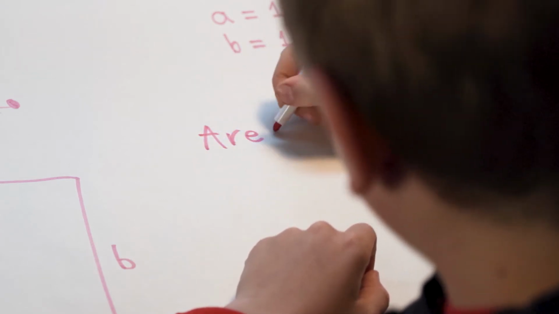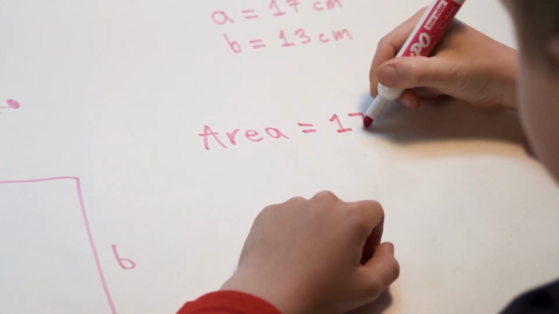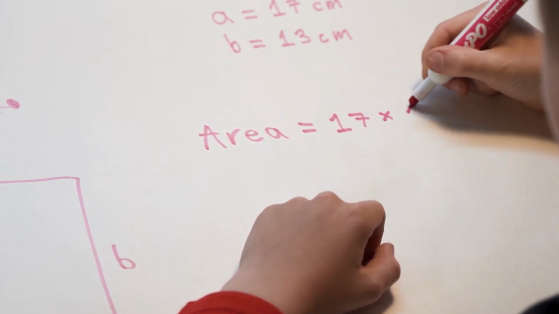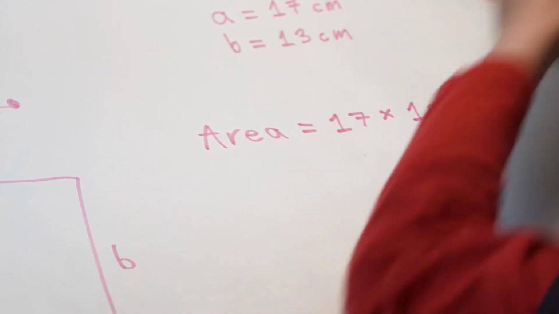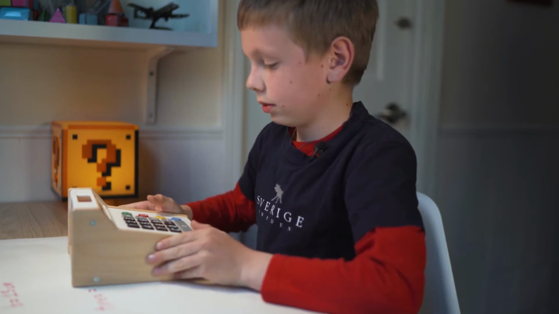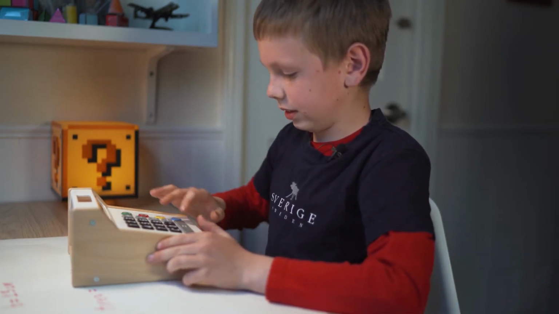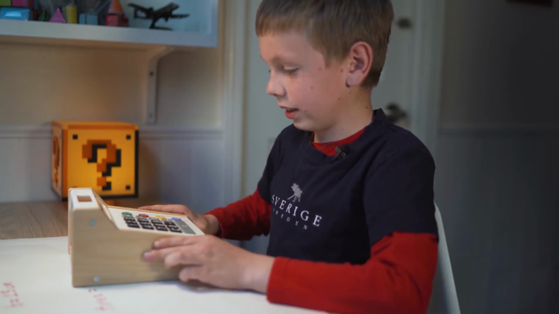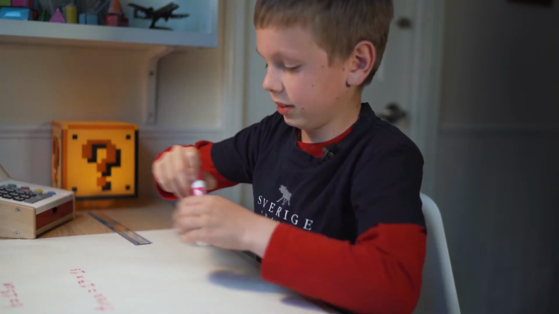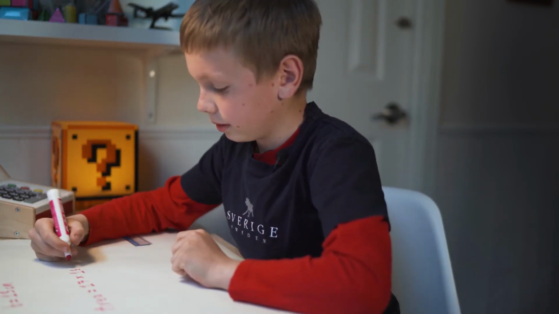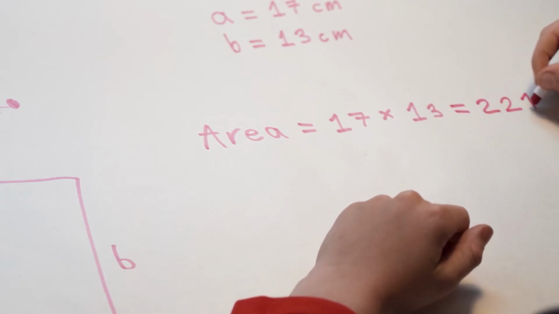So now for the area, we got all the numbers down, so area equals 17 times 13. So let's take the calculator. 17 times 13 equals 221. Let's take that. Equals 221.